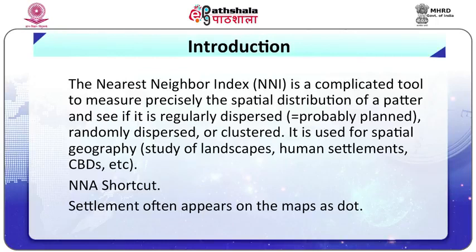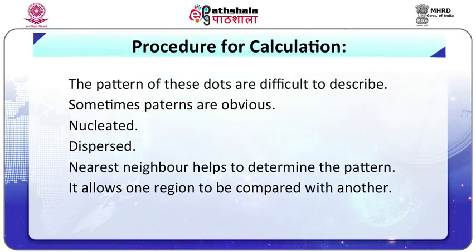Settlements often appear on the maps as dots. The pattern of these dots is difficult to describe. Sometimes patterns are obvious: nucleated, dispersed. Nearest neighbor helps to determine the pattern. It allows one region to be compared with another.